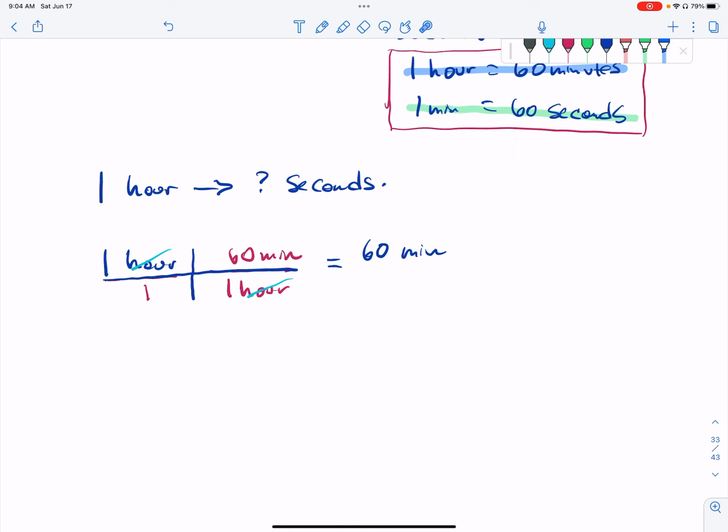Whatever it is that I want to cancel out, you want to make sure they're in opposite quadrants here. One up top and one on the bottom. I want hours to go away, so one has to be on top and one has to be on the bottom. And the benefit of this is that you can string together as many of these as you possibly want.